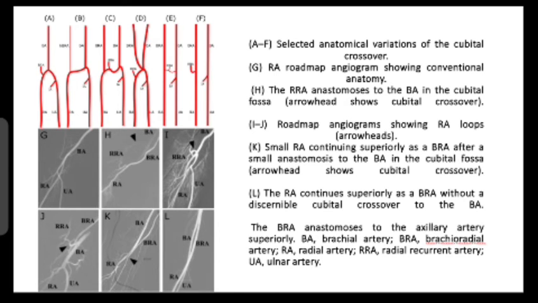brachioradialis after a small anastomosis to the brachial artery in the cubital fossa, indicated with an arrowhead. And in the L angiographic image, the radial artery continues superiorly as the brachioradialis artery without a discernible cubital crossover to the brachial artery.